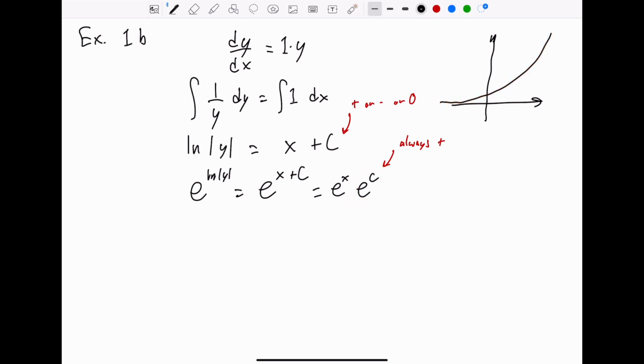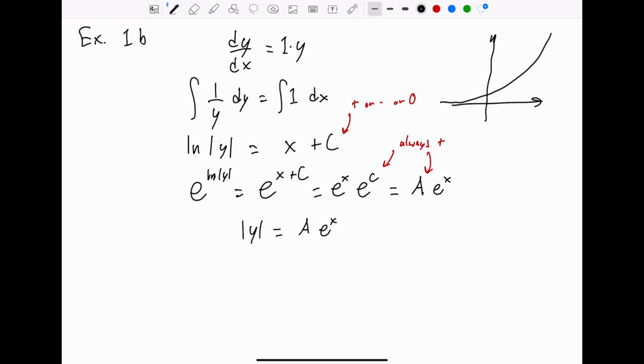And let's rewrite this a little bit. Let's just write this as a times e to the x. So I'm just rewriting e to the c as a, and we're thinking of a here as an arbitrary positive constant. So a, once again, is always positive. So when we take e raised to the natural log of y, those cancel, and we're left with the absolute value of y. And we want to keep the absolute value bars. This is important. So the e and the natural log undo each other, and we're just left with the absolute value of y. And that equals a times e to the x. A is an arbitrary positive constant.